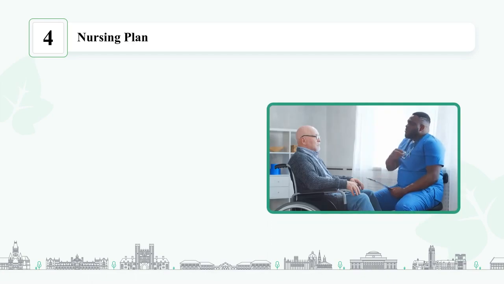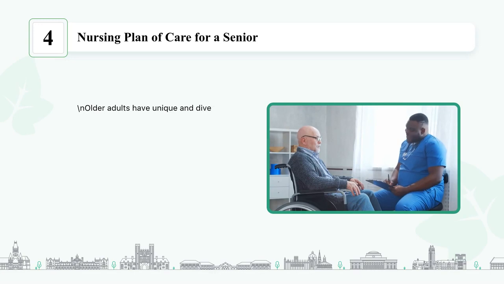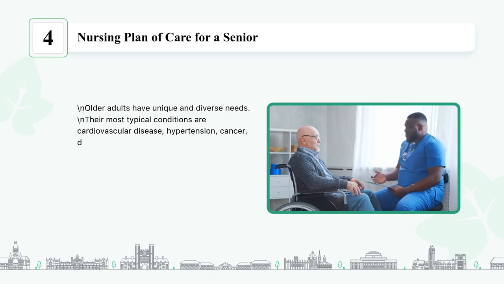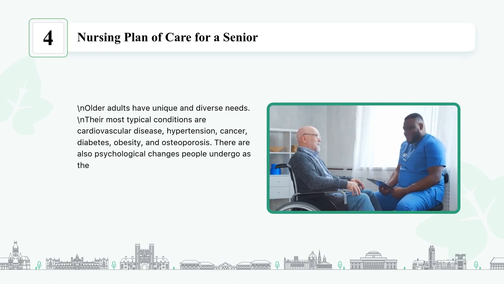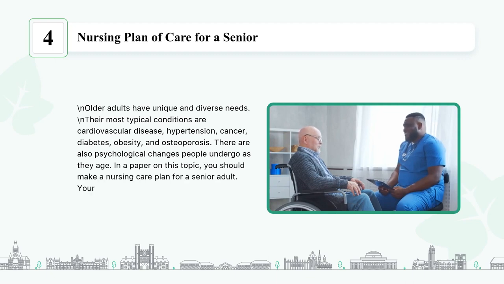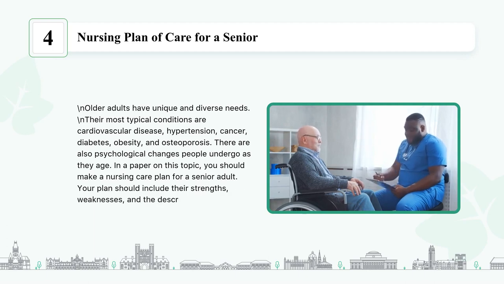Nursing plan of care for a senior. Older adults have unique and diverse needs. Their most typical conditions are cardiovascular disease, hypertension, cancer, diabetes, obesity, and osteoporosis. There are also psychological changes people undergo as they age. In a paper on this topic, you should make a nursing care plan for a senior adult. Your plan should include their strengths, weaknesses, and the description of their special needs.